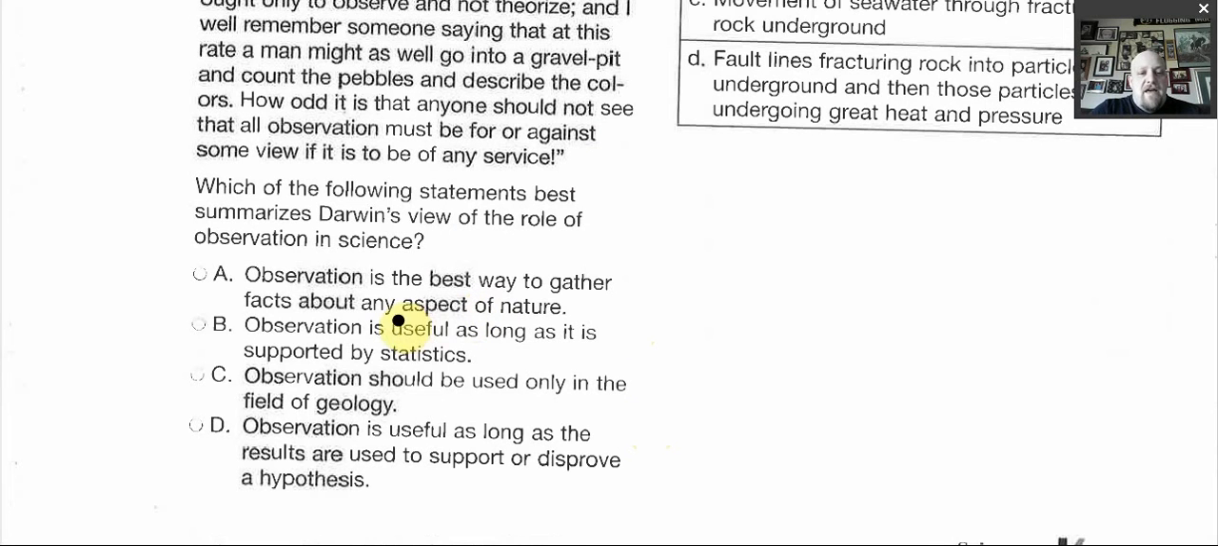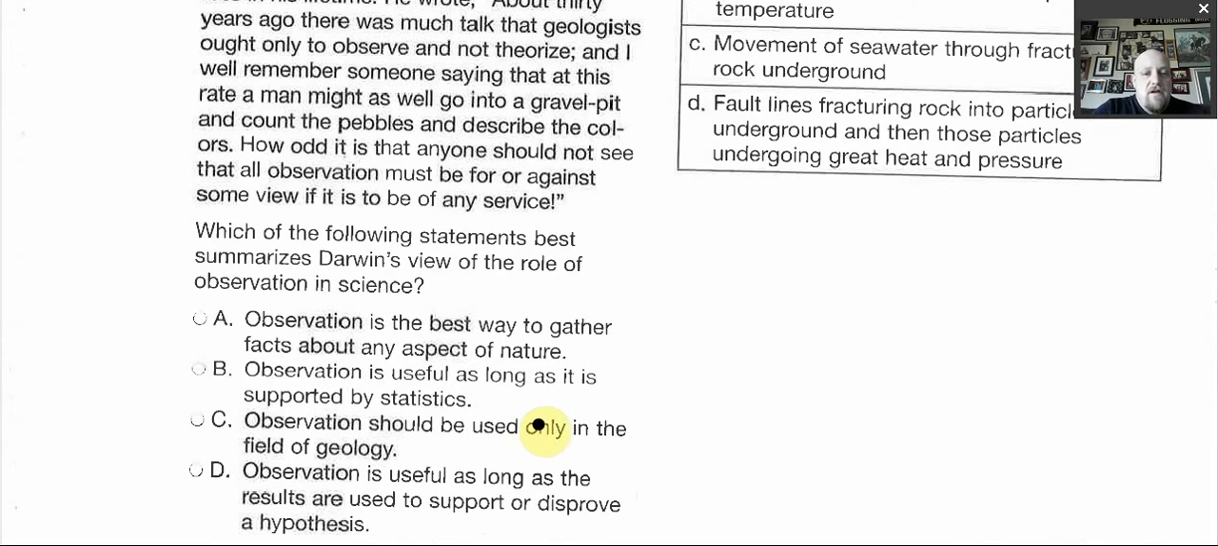Observation is the best way to gather facts about any aspect of nature. Observation is useful as long as it is supported by statistics. Observation should be used only in the field of geology. Or observation is useful as long as the results are used to support or disprove a hypothesis. So, observation is the best way to gather facts about any aspect of nature.